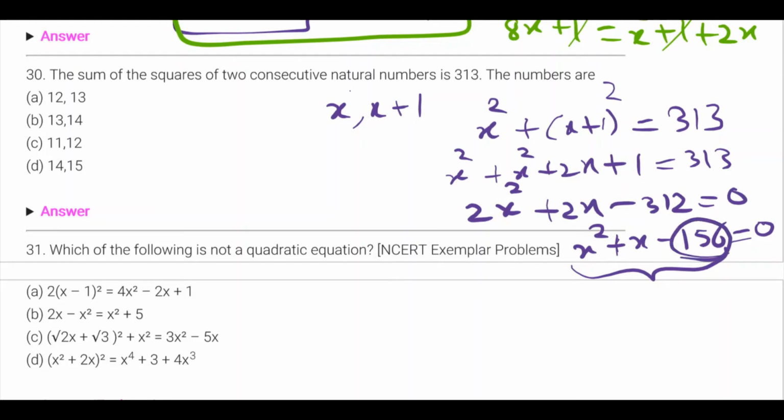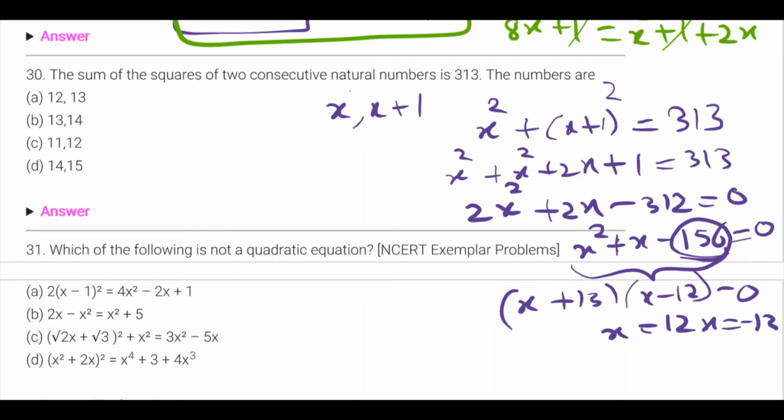So product of roots equals 156. It will be (x plus 13) into (x minus 12) equals 0. X equals 12 or x equals minus 13. But we want natural numbers. So x equals 12 is the solution. If x equals 12, then the other number is 12 plus 1, which is 13. So option A is the answer.